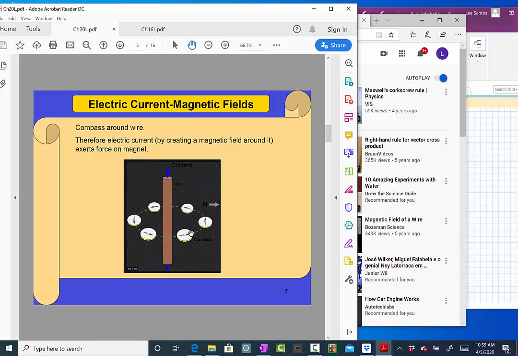So this is the end of this discussion. The discussion here was the direction of the magnetic field created around a wire that has current. Okay, so this is the end.